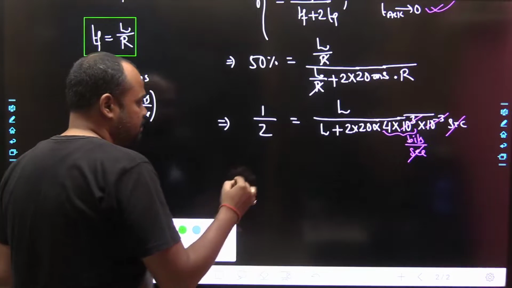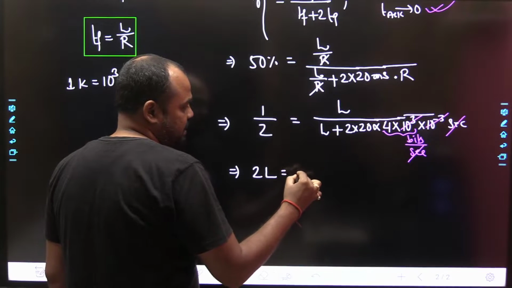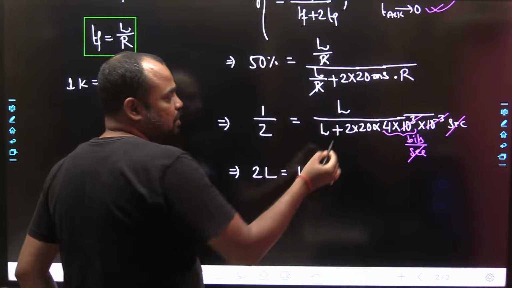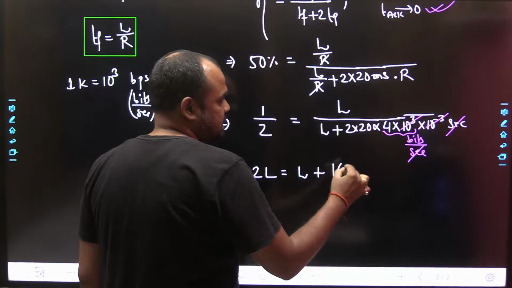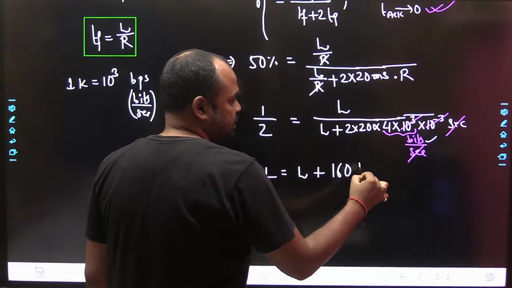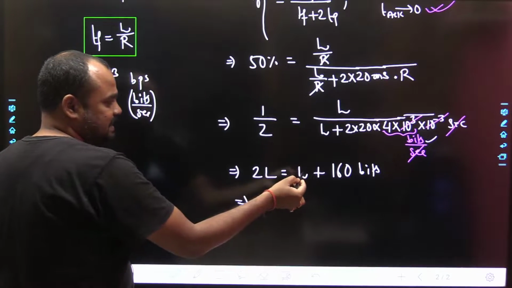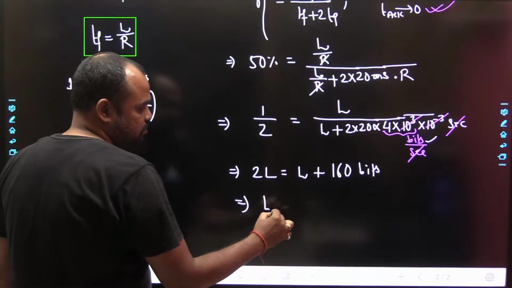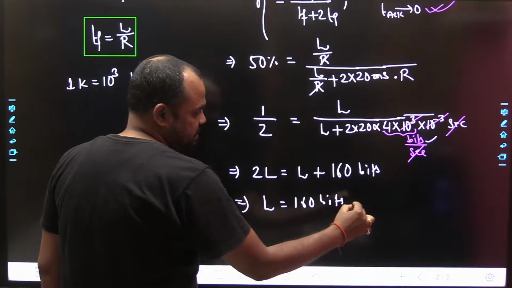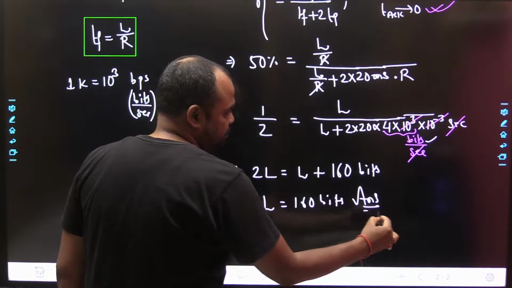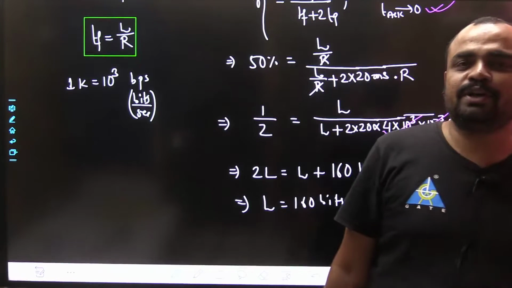Now do the cross multiplication. So once this L is multiplied with this, 2L is equal to L plus 2 into 20, 40 into 4, that is 160, and this should be in the form of what? Bits, in the form of bits. So finally once you take this L on the left hand side, L is equal to 160 bits, and this one will become your final answer. Is that clear? This one will become your final answer.